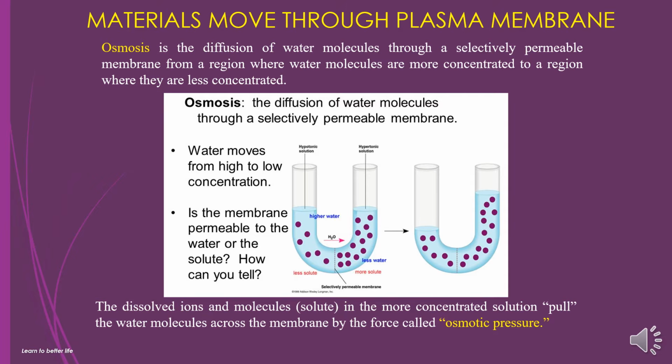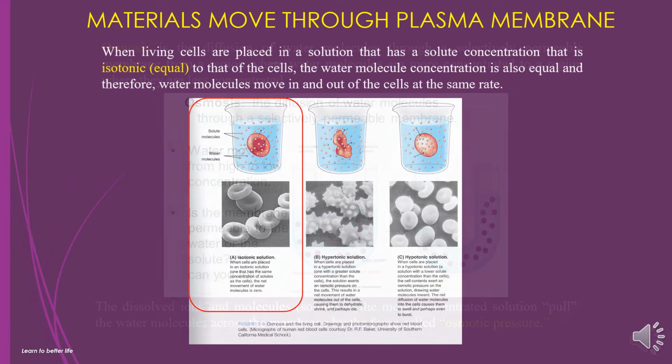Osmosis is the diffusion of water molecules through a selectively permeable membrane from a region where water molecules are more concentrated to a region where they are less concentrated. The dissolved ions and molecules, solute, in the more concentrated solution pull the water molecules across the membrane by the force called osmotic pressure. When living cells are placed in a solution that has a solute concentration that is isotonic, equal to that of the cells, the water molecule concentration is also equal and therefore, water molecules move in and out of the cells at the same rate.